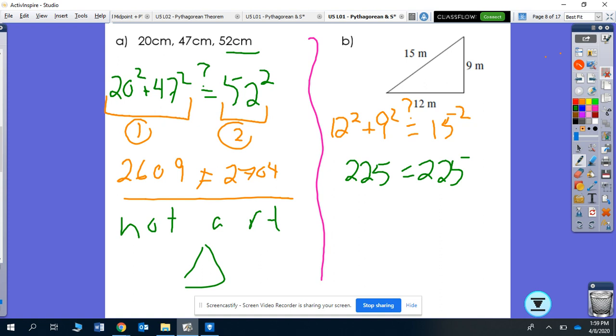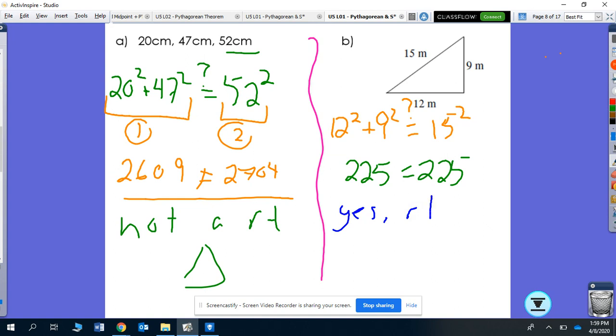All right, so if you tried out that second question, you should see that I set it up like this, and then we ended up with 225 equals 225. So those are equal, which means that yes, this is a right triangle. It is a right triangle because they were equal to each other. So that's kind of our brief introduction.